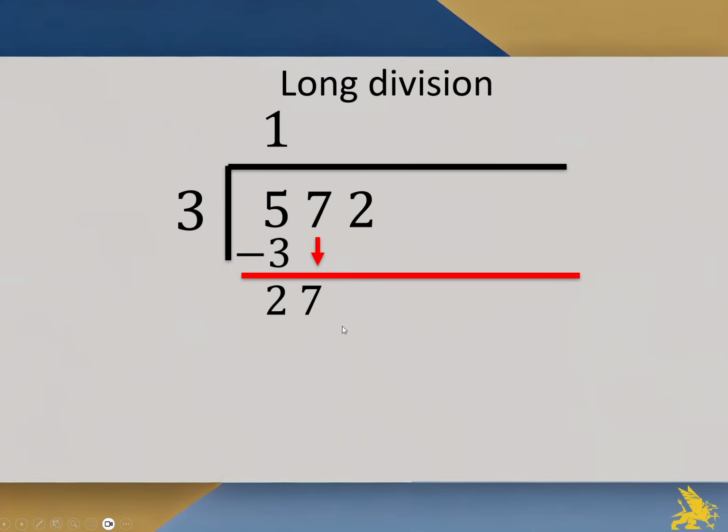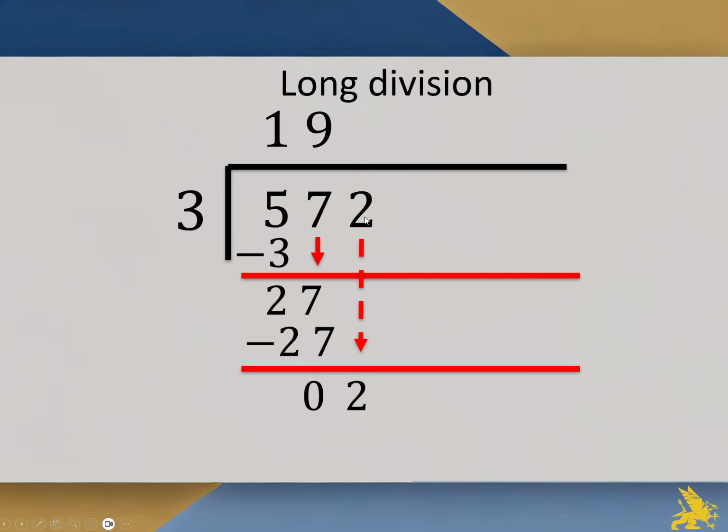I do the same thing. How many 3's are there in 27? 9. I go the opposite way. 9 times 3 equals 27. So I've shared 27 now. I take that away and that gives me 0. And then I pull down the next value, which is 2.